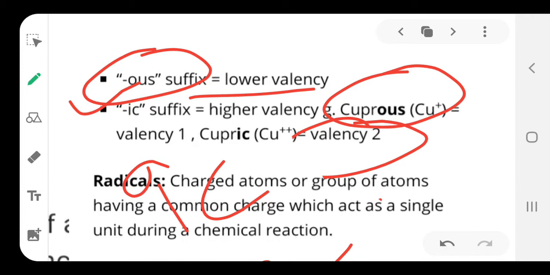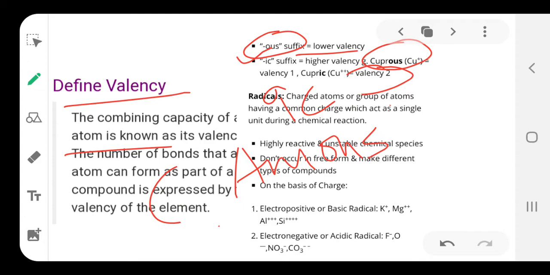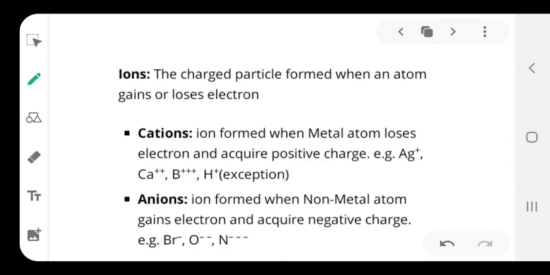Okay. So cuprous, if I say it, you should know the valency is the lower one, that is +1 only. If it is cupric, it is +2. So it is for a lot of elements. Sometimes you will hear the names ferrous or ferric. So make sure when the name ends with OUS, the valency is the lower one. If it is IC, ferric, the valency is more.